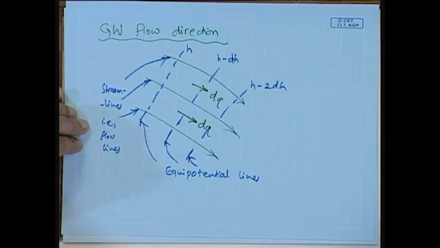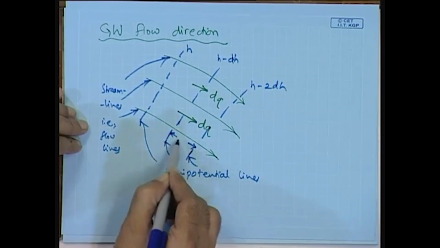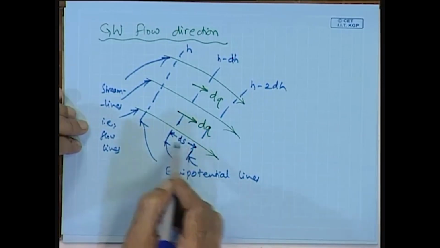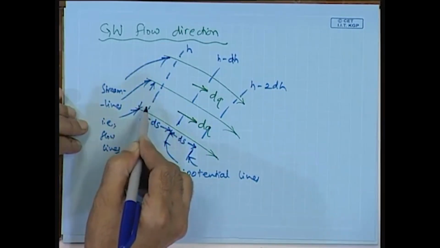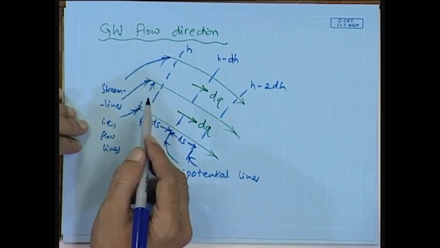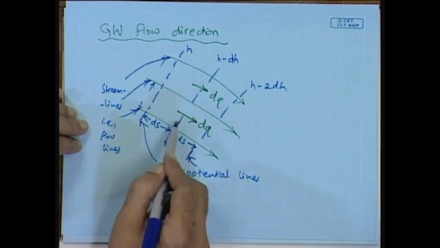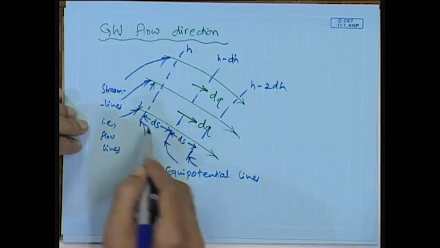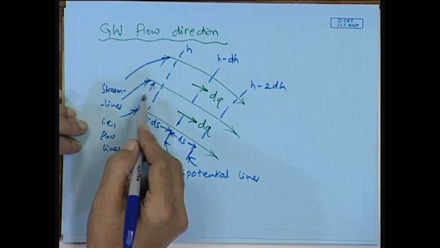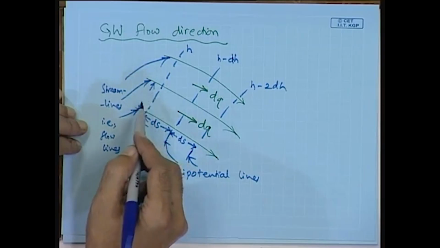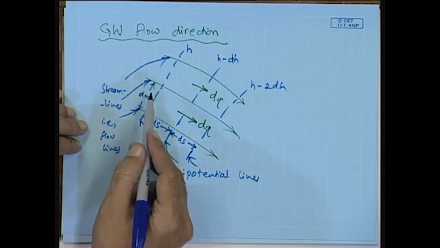Okay. Now, let us consider this stream wise length as ds, that is the distance between 2 adjacent equipotential lines along the stream wise direction, that is why it is denoted by ds, and the perpendicular or the meridional distance, which represents the distance between 2 neighboring streamlines, let this be dm.